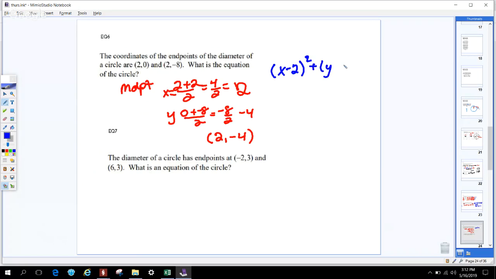How do I find the radius? How do I get the radius of a circle? Divide the diameter by 2. How do I find the length of the diameter? Distance formula. Yep, you were on it. I'm not going to do the distance formula, but that's what you would do. You would do the distance formula, get the diameter, and then divide it by 2 to get the radius. I have a video that goes through this too, but that's how you do that piece.